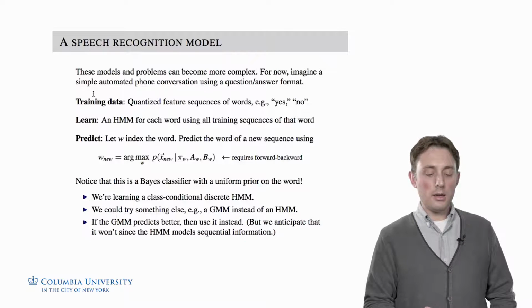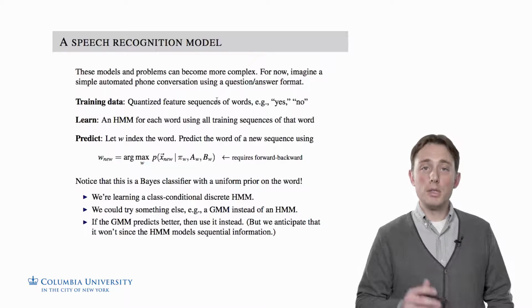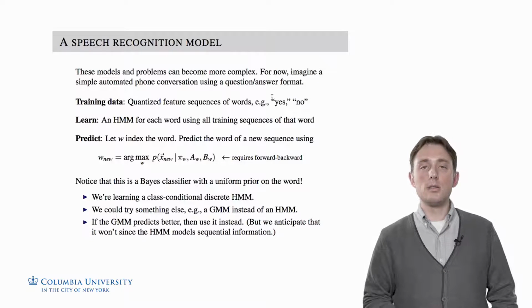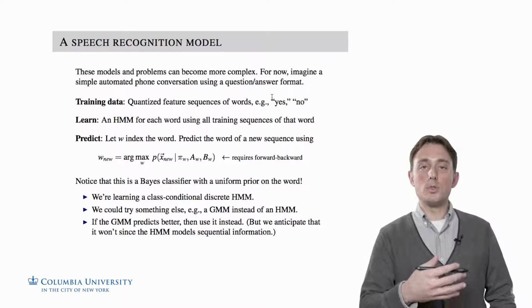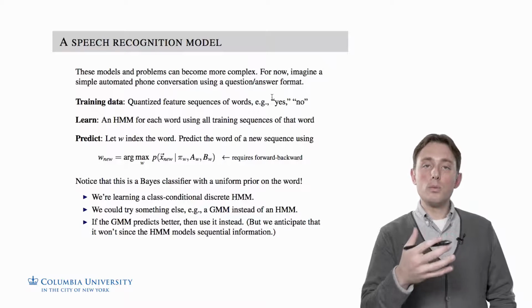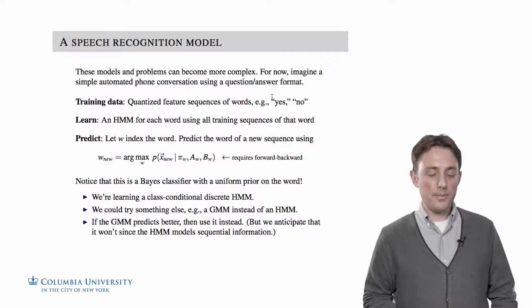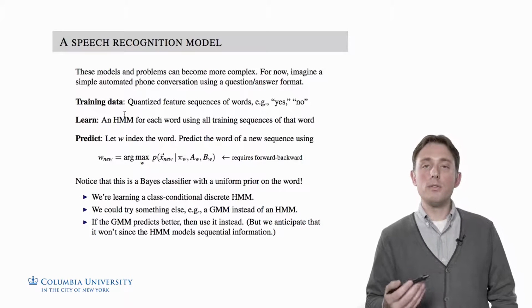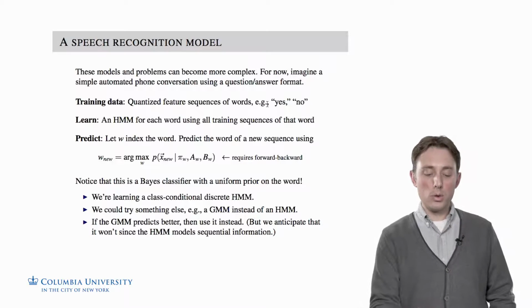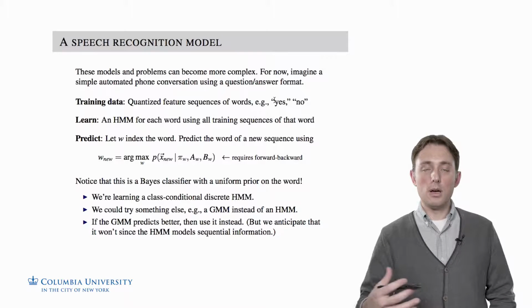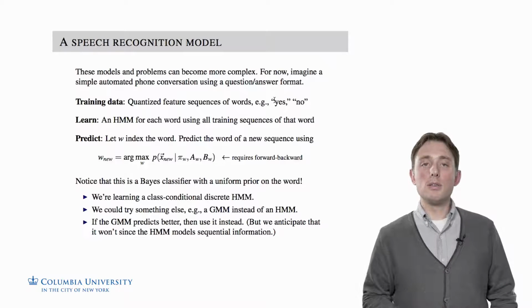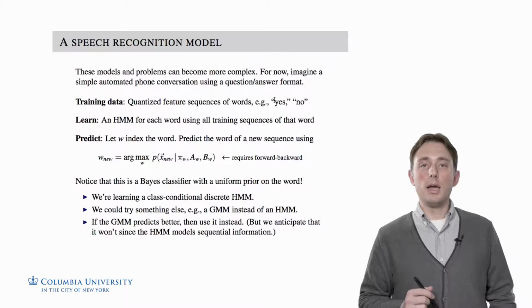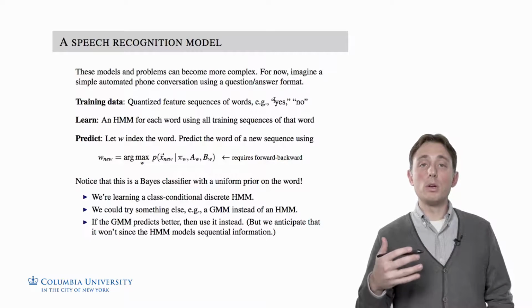What we have as training data are quantized feature sequences of the different words that we want to model. So we have many instances of a person saying yes, no, travel, and we quantize each of these sequences. Then what we do is learn an HMM for each individual word. So for the word yes, perhaps we have hundreds of thousands of instances of a person saying the word yes, and for each of these we extract a sequence, and now we want to learn an HMM that models the sequence of the word yes.